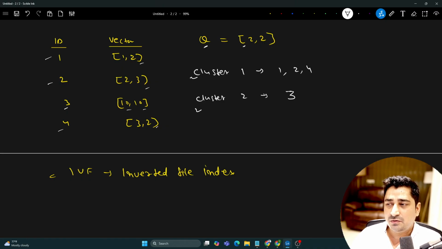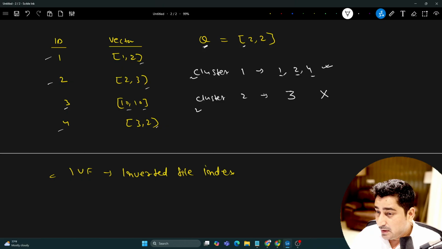So it will not even do the comparison with cluster number 2 data. Whatever data is available inside cluster number 2, it will not compare. It will go ahead and perform the query with respect to cluster number 1. Here it will do a comparison with 1, with 2, with 4, but not with 3.